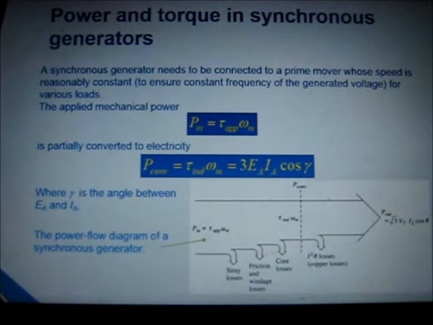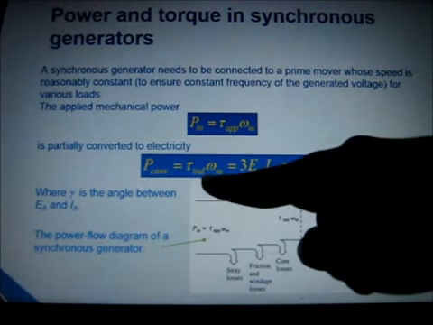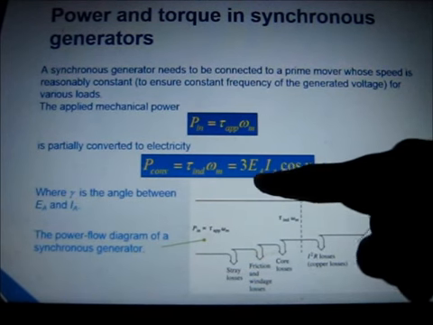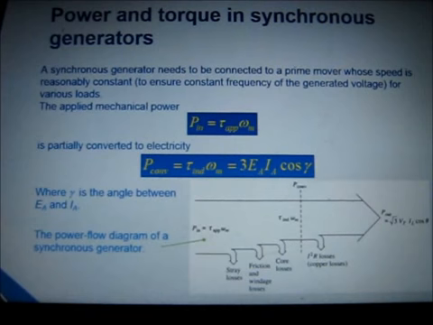Now talking about the power and torques in a synchronous generator. A synchronous generator needs to be connected to a prime mover whose speed is reasonably constant. The mechanical power applied is given as tau into omega, the apparent torque into the rotational speed, which is further converted into electricity. We can represent this power in electrical terms, in terms of EMF and current, as 3 EA IA cos gamma, where gamma is the angle between EA and IA.